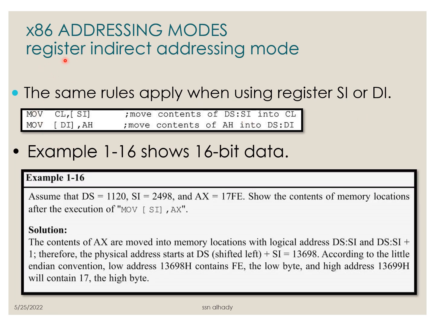Register indirect addressing actually uses the same rule when using the registers SI and DI, source index and destination index registers.